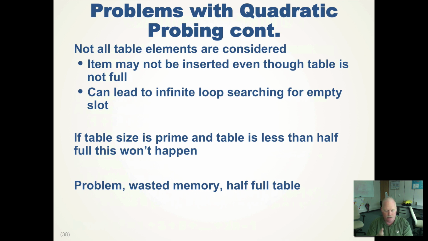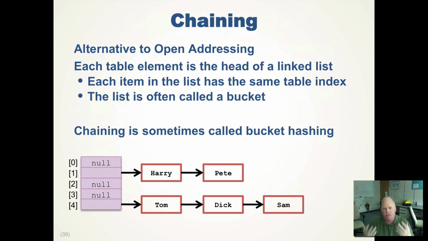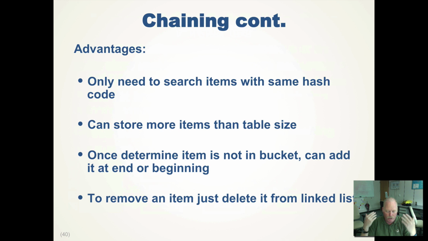So an alternative to using open addressing and probing is to use chaining. Each element is not the item, but it's the head of a linked list. So when you have a collision, you just add the item to the linked list after checking to see that the item's not in the linked list. This is often called bucket hashing because each item in the table is now a bucket that holds things. You now can store more items in your table than the table size. Once you have your index, you only need to search the items in that linked list. So that's quick.